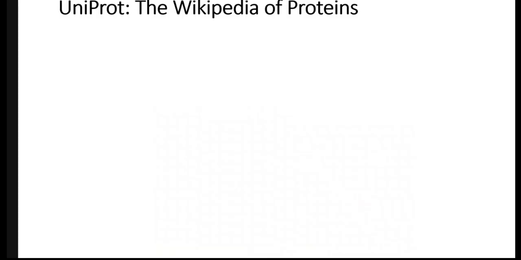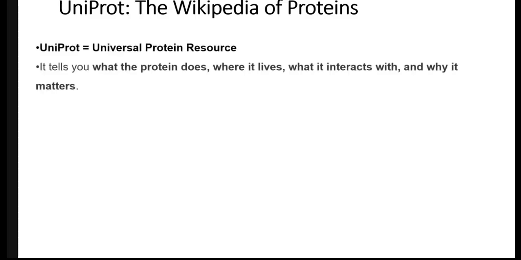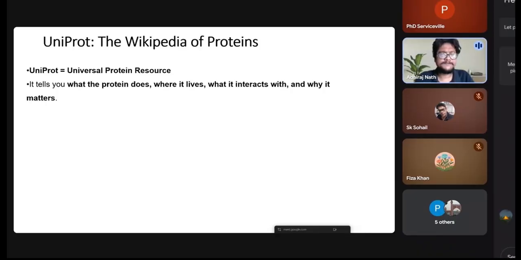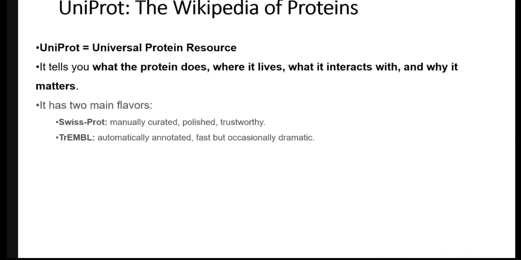So let's discuss UniProt. UniProt is the same as NCBI BLAST, but it contains mostly information about proteins. It is the Universal Protein Resource. It tells you what the protein does, where it lives, what it interacts with, why it matters, things like that.